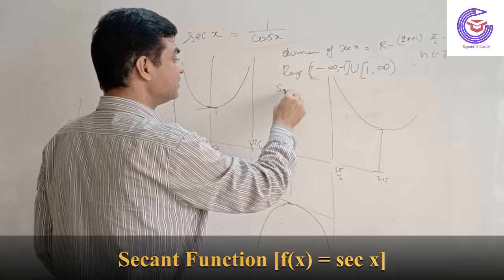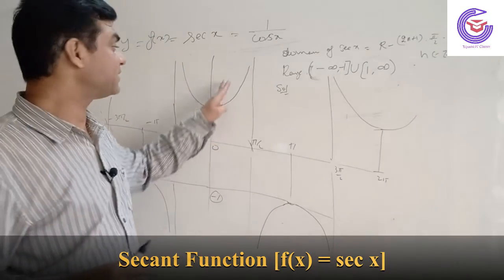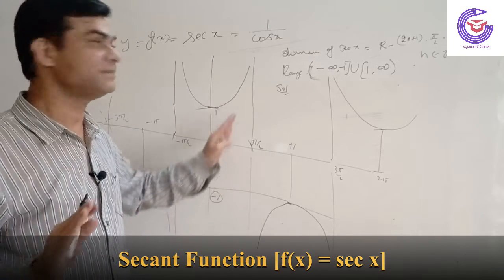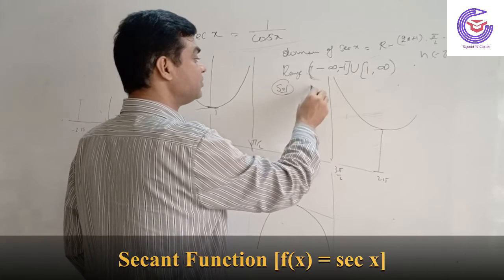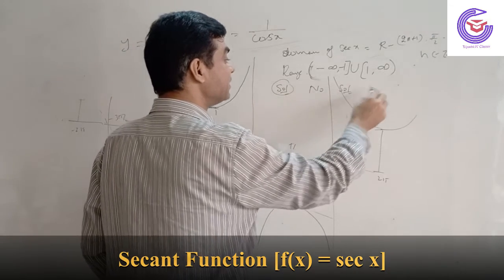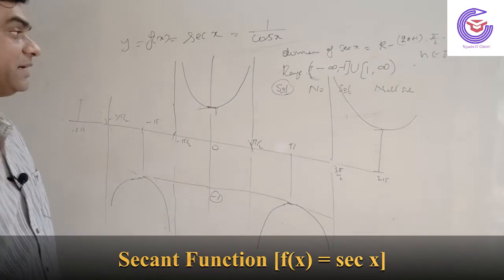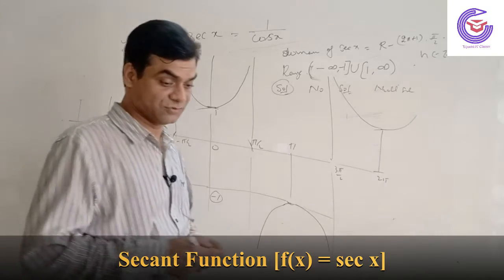What is the solution? You see, this function becomes 0 for no value of x. It never becomes 0. So in case of solution, this is no solution, or you can say null set. No value of x for which you will get the value of y as 0. So this is your no solution.